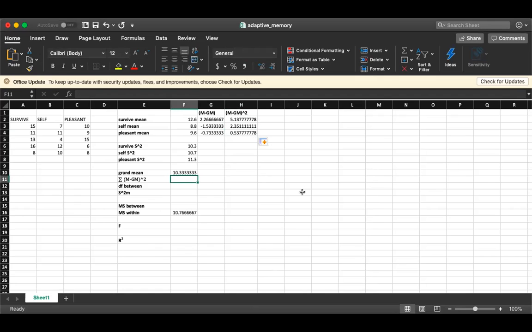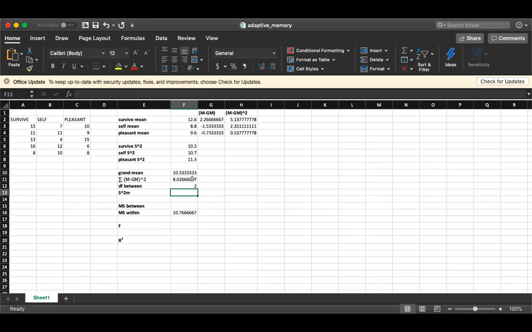So the next step is to sum these square deviations up, and we can do that right here. So equals sum H2 through H4. And remember, our degrees of freedom between is equivalent to the number of groups minus 1, so equals 3 groups minus 1, 2.